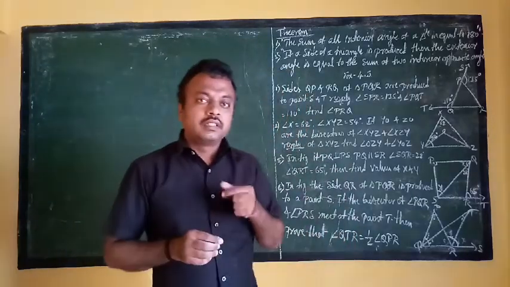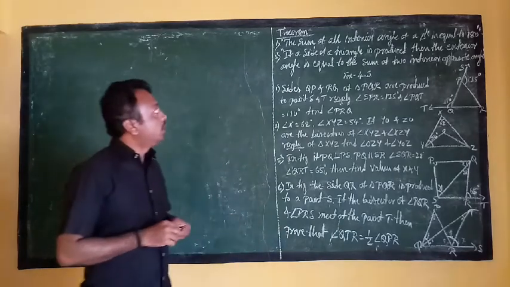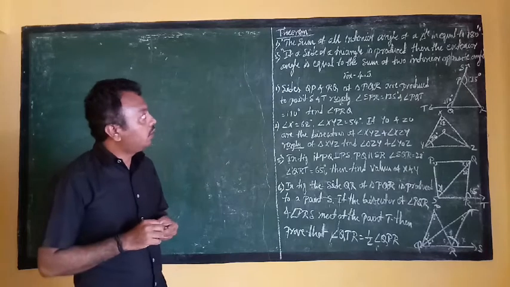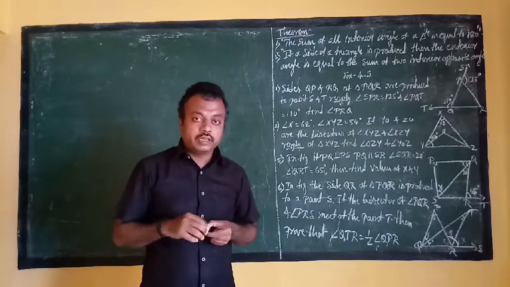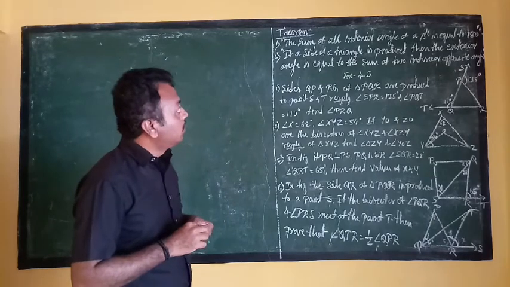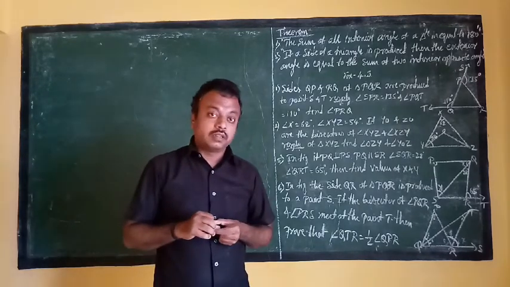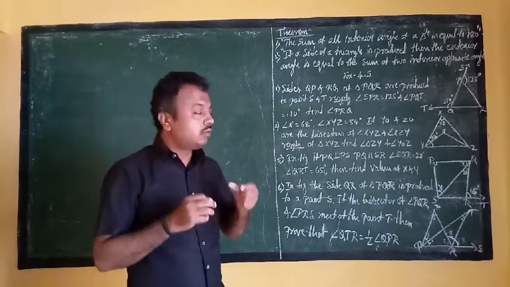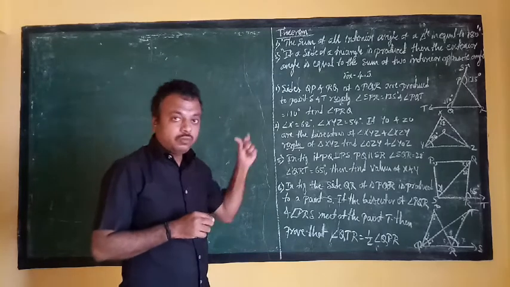Dear students, today we are going to learn theorems. The first theorem is that the sum of all interior angles of a triangle is equal to 180 degrees. It means the angle sum property of a triangle. Another theorem is the exterior angle property theorem. So one is the angle sum property and the other is the exterior angle property. These two theorems we have to prove.